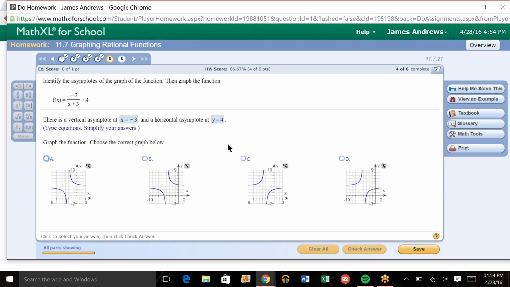So let's go through that process again. I'm guessing, if I had to guess, and I don't like guessing, but if somebody said you have to answer in 2 seconds or else, I would guess this one over here because of that -3 on top.